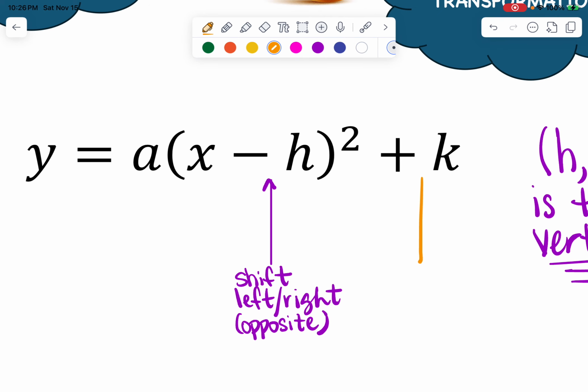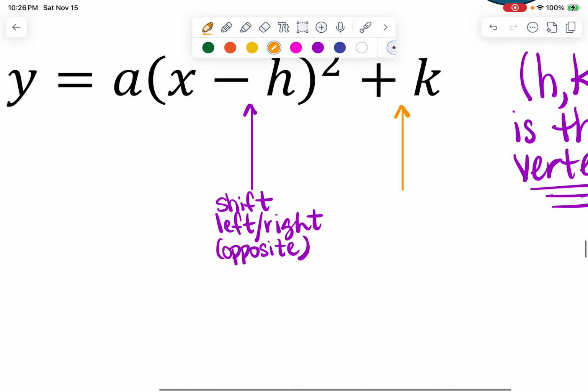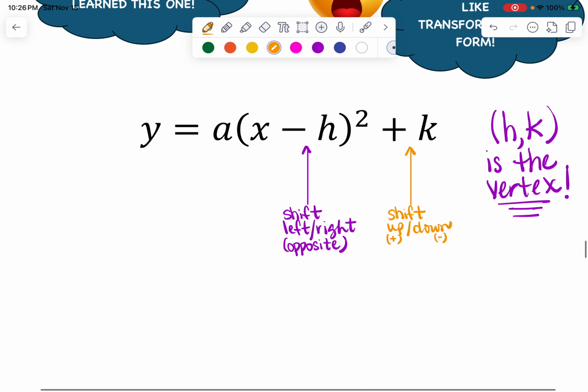Then you have the plus K, and of course, that's a vertical shift. So this is the shift up or down. And what you see is what you get. If it's positive, you're going up. If it's negative, you're moving down, okay? And I'm going to scribble a whole bunch of stuff over here. You do not have to write all this in your notes, but I'm just sharing with you.